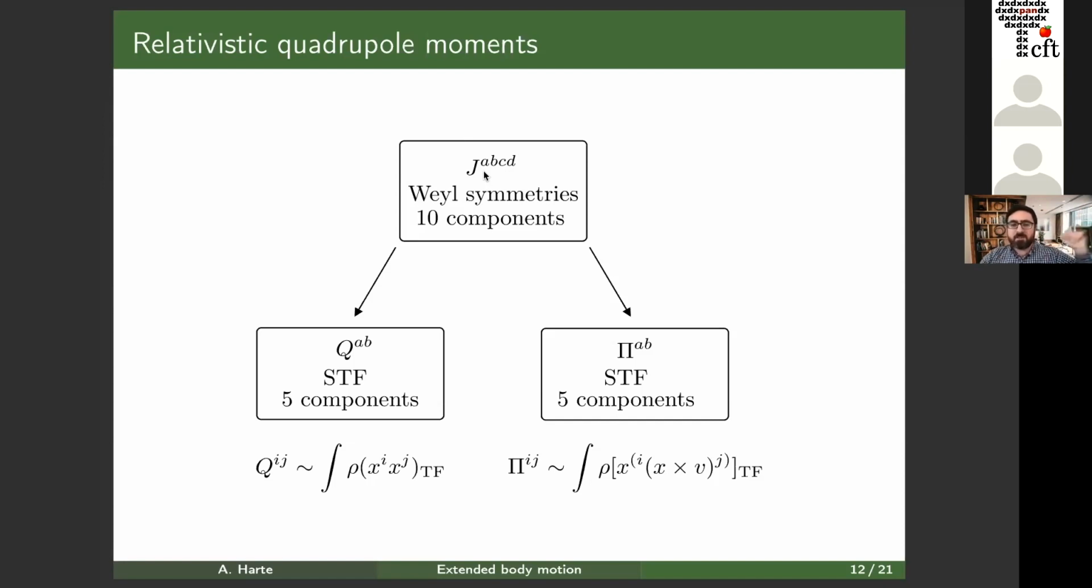So it looks unpleasant. But in fact, this thing has the same algebraic properties as a Weyl tensor. So it has 10 components, which compares to the 5 components of the Newtonian quadrupole moment. So it seems like you have twice as many things to worry about. But you can split this into two parts. You can split this into a normal Newtonian looking mass quadrupole, which is symmetric and trace free and has 5 components and looks basically in this form that I had before.